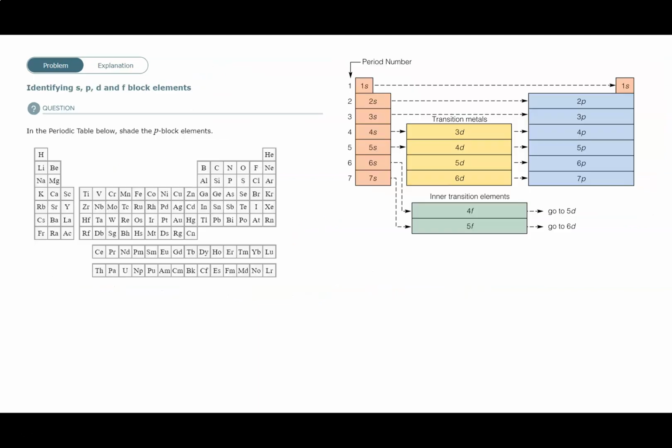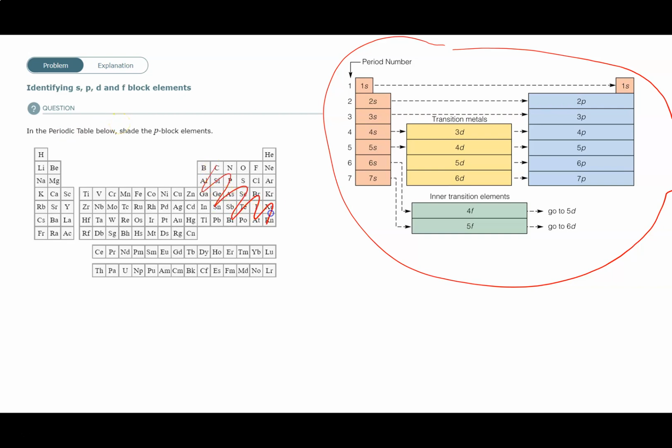Okay, let's have a look at another Alex type problem. It says identifying s, p, d, and f block elements. This is pretty easy because you're going to have available to you a diagram like this, and you just need to match the region. So it says in the periodic table below, shade the p block elements. So here they all are, but there's only one little trick here: we're not going to shade helium. Okay, just remember that. Helium is finishing off the 1s subshell. So that's fairly trivial. If they wanted the f block, it would be there. If we wanted the s block, it would be there, but we would have to remember to put in helium.